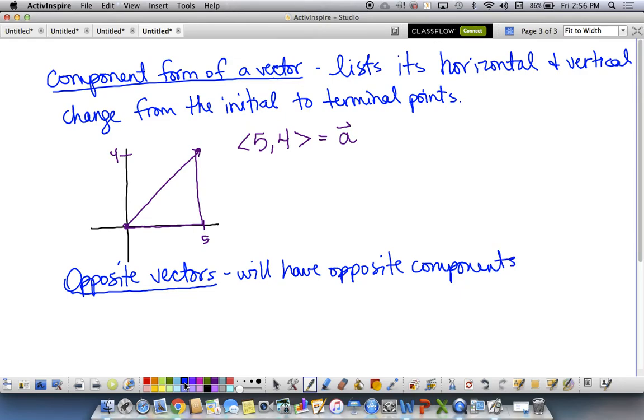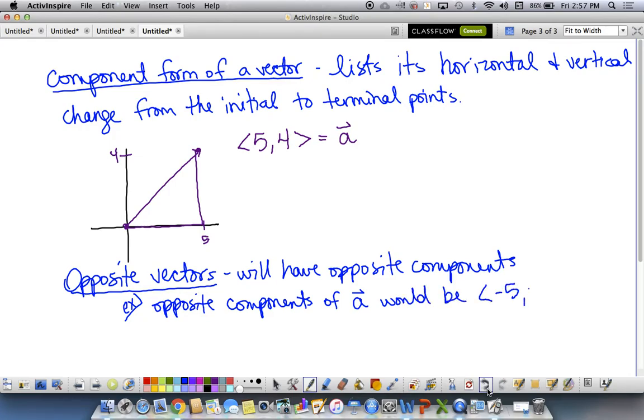So vector A up here, what are the opposite components of vector A? The opposite of vector A would simply be negative 5, negative 4. Because the opposite of 5 is negative 5. The opposite of 4 is negative 4. Okay? Are we okay with that?